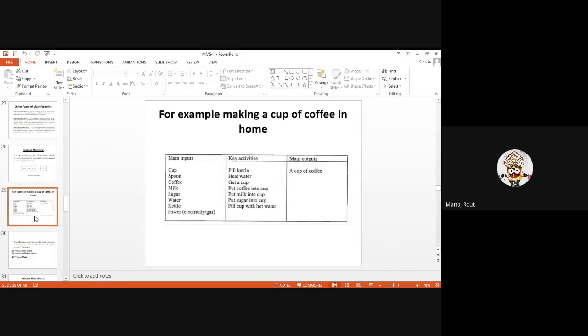For example, you are making a cup of coffee at home. So what are the main inputs? From the left corner, that is the cup, spoon, milk, sugar, water, kettle, and power, that is in the form of gas or electricity.